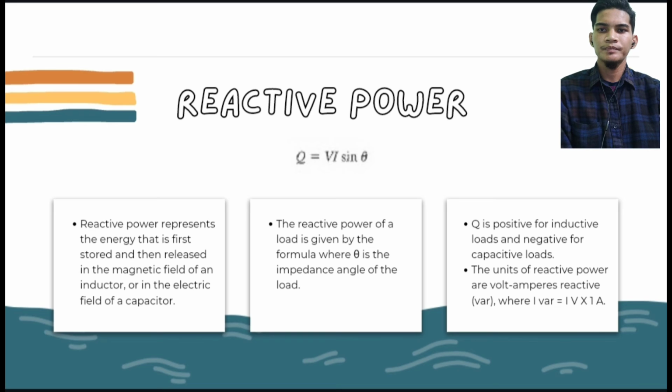Next is reactive power. Reactive power represents the energy that is first stored and then released in the magnetic field of an inductor or in the electric field of a capacitor. The reactive power of a load is given by the formula where theta is the impedance angle of the load. Q is positive for an inductive load and negative for a capacitive load. The unit of reactive power is the volt-ampere reactive, VAR, where 1 VAR is equal to 1 volt times 1 ampere. The formula of reactive power is Q equals VI sin theta.